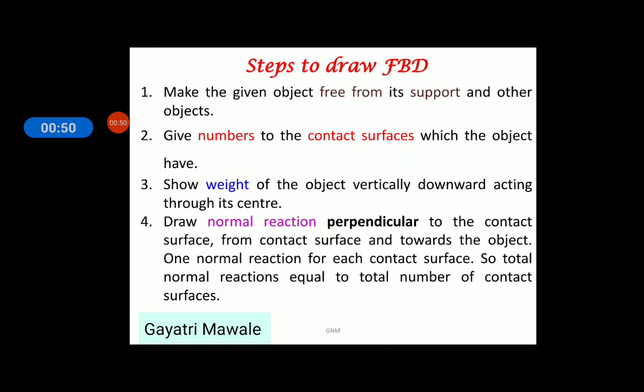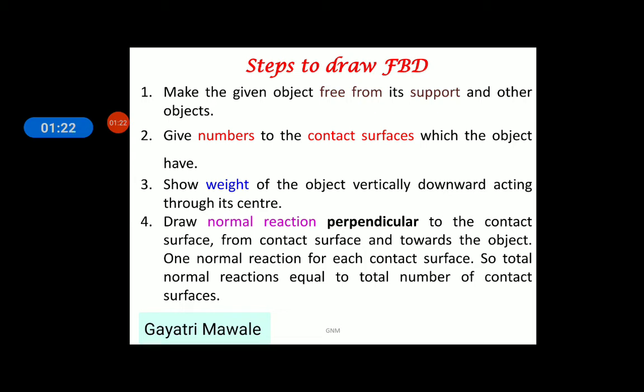Here are steps to draw FBD. First step is to make the given object free from its support and other objects. Then give numbers to the contact surfaces which the object has. Show weight of the object vertically downward acting through its center. Then draw normal reaction perpendicular to the contact surface from the contact surface towards the object.